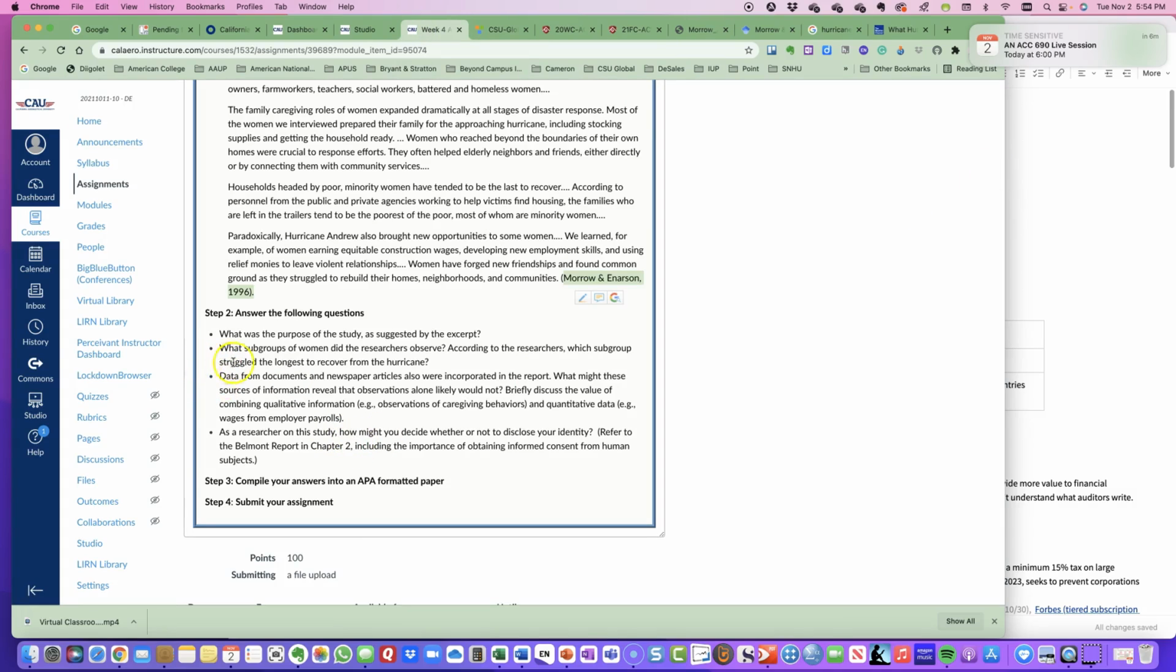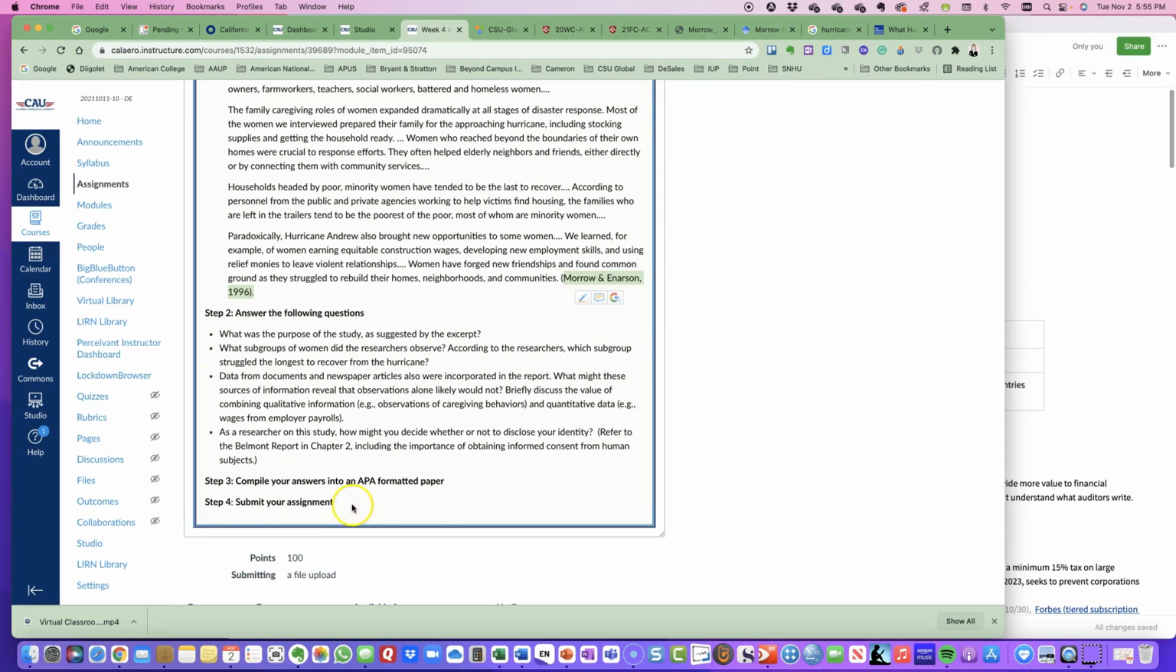Then you have what subgroups of women did the researchers observe, and according to the researchers, which subgroup struggled the longest to recover from the hurricane. And you will see that those are the minority groups, as was mentioned in the excerpt and in the article.